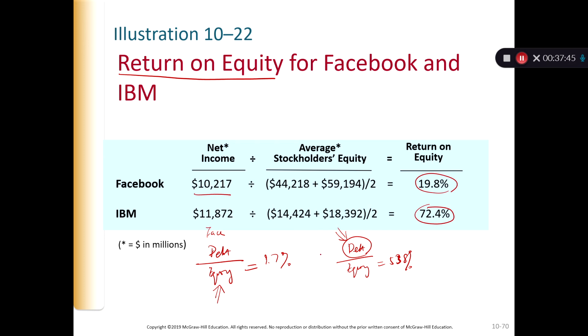So while shareholders of IBM earn more per dollar, right? For $1 of investment in IBM, you make 72 cents, but for $1 of investment in Facebook, you only make 19 cents. So while shareholders of IBM earn more per dollar of equity, a higher portion of those earnings is actually devoted to paying the debts. Okay, and Facebook actually has a much higher return on total assets.